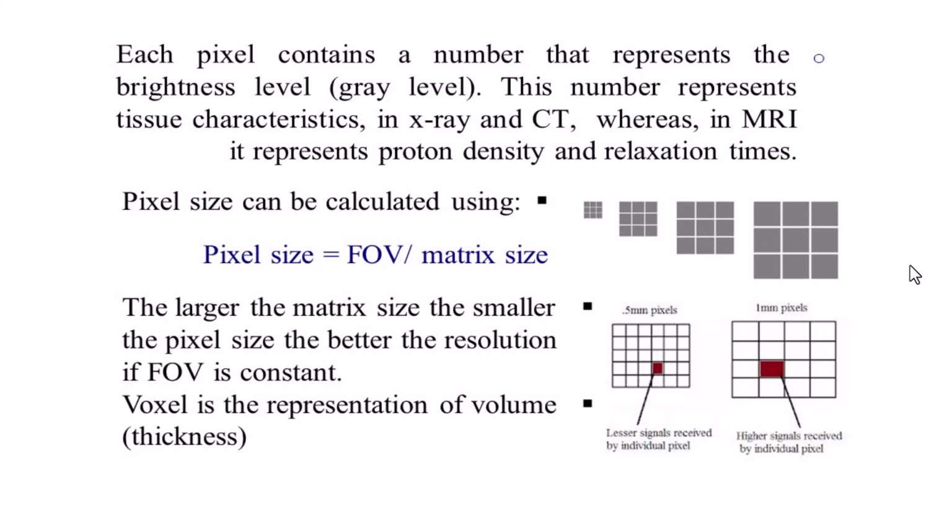Pixel size can be calculated by dividing the field of view by the matrix size. The larger the matrix size, the smaller the pixel size, and the better resolution, as long as the field of view remains the same. Again, a voxel is just the 3D representation including thickness.